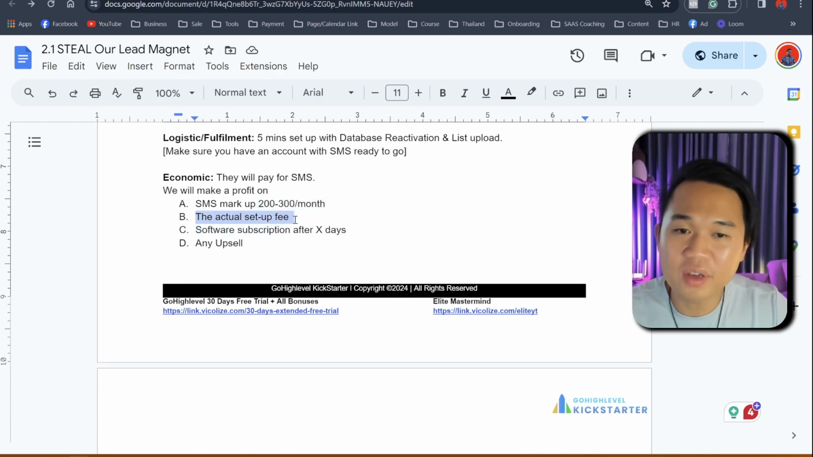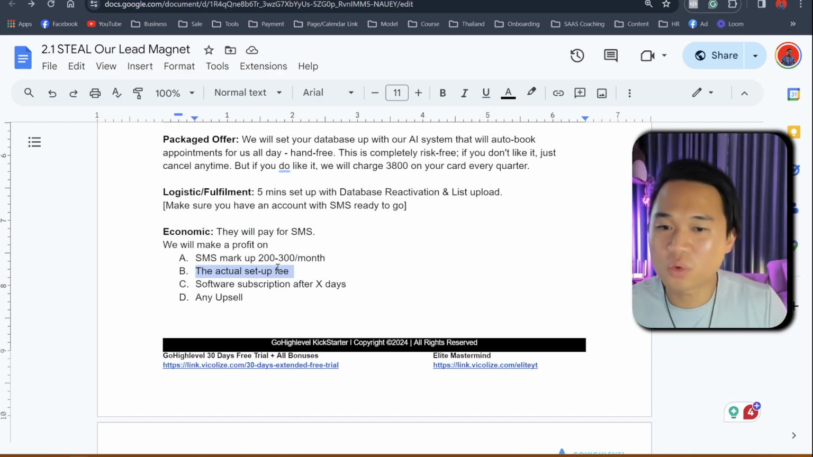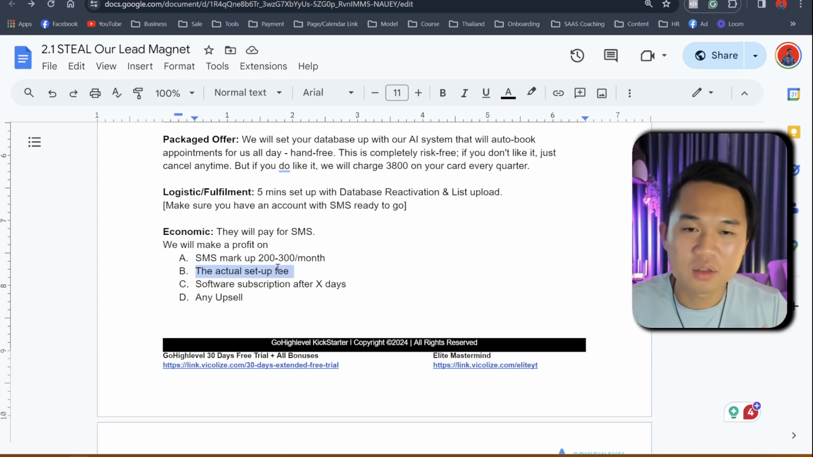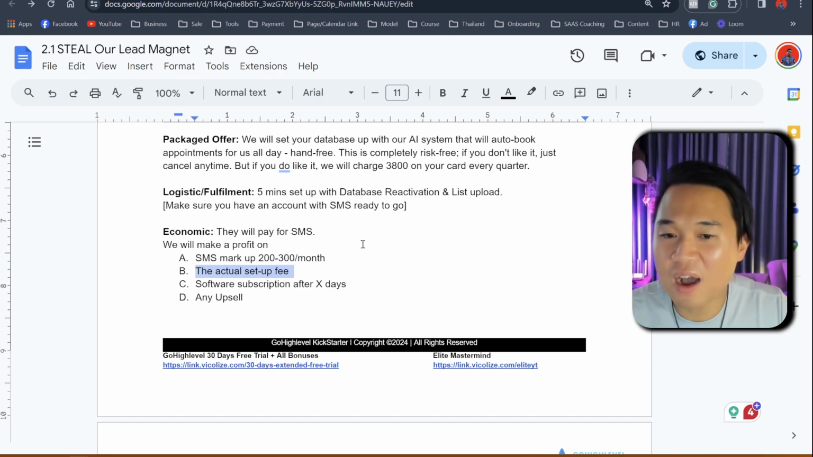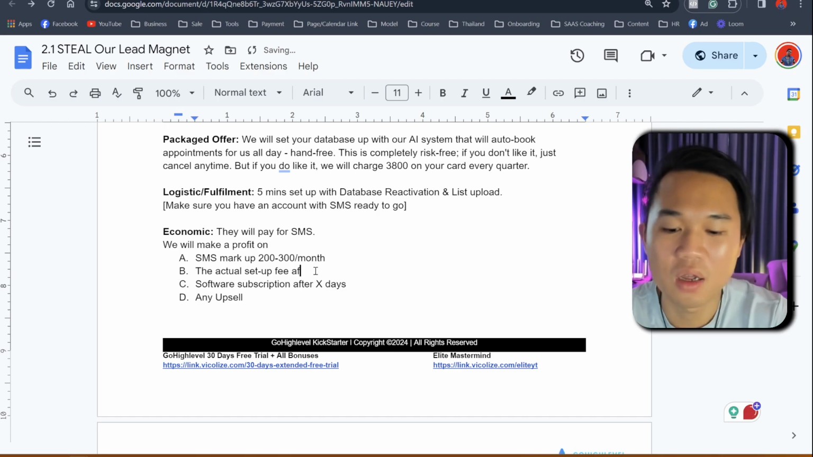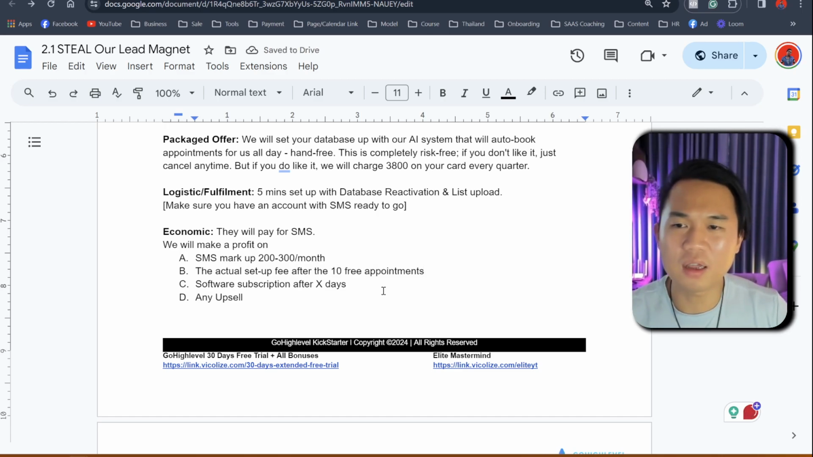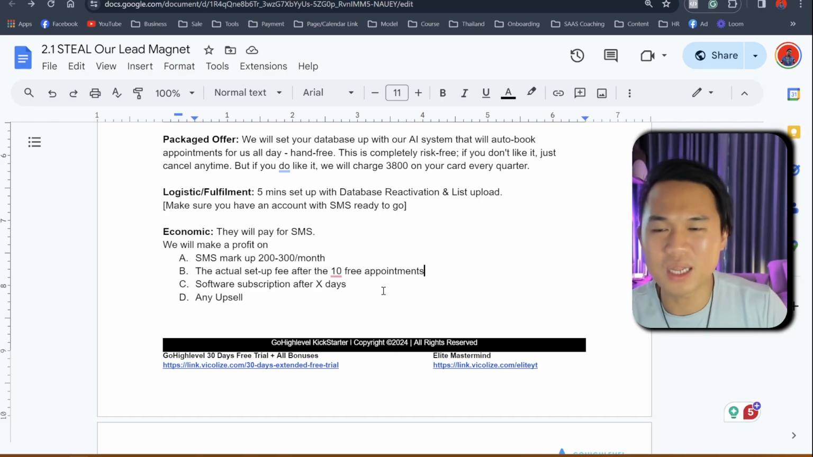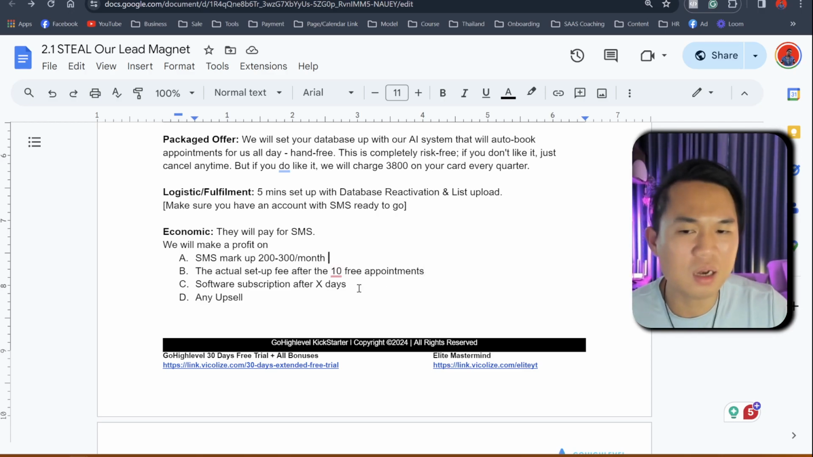The actual setup fee, if people cancel, obviously you wouldn't get that. But obviously that will give you feedback on how to improve your service. The actual setup fee after, I should mention this, right? After the 10 appointments. A lot of people are launching this and then they get a lot of prospects asking them for free leads. You've got to make sure that you're not offering free leads, you're offering free appointments that come from their database, right?